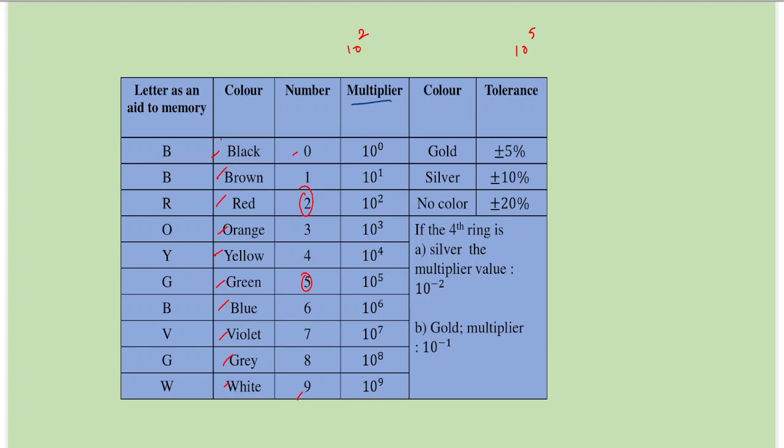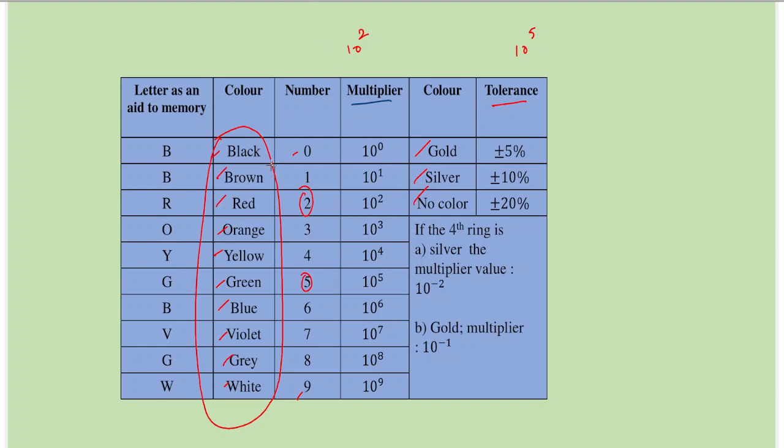So the colors given here are the first 3 colors, and the last color is called tolerance. Tolerance is either gold, silver or no color also. We will see what this means in a minute.